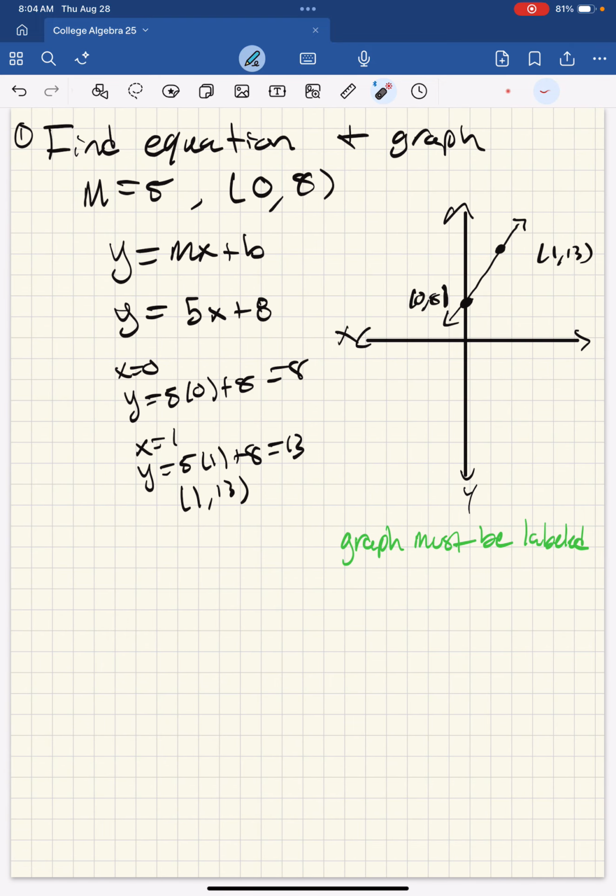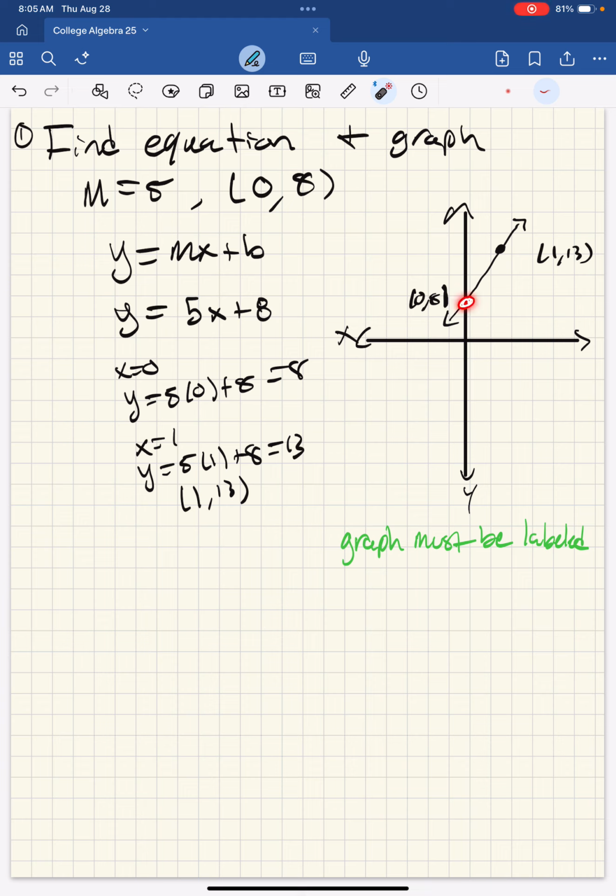So in this example, we're going to find the equation of the line given m equals 5, and we have the point (0, 8). So the most efficient form of a line to use in this one would be y equals mx plus b, slope-intercept form. So we plug in 5 for m and 8 for b. And then we want to be able to properly graph.